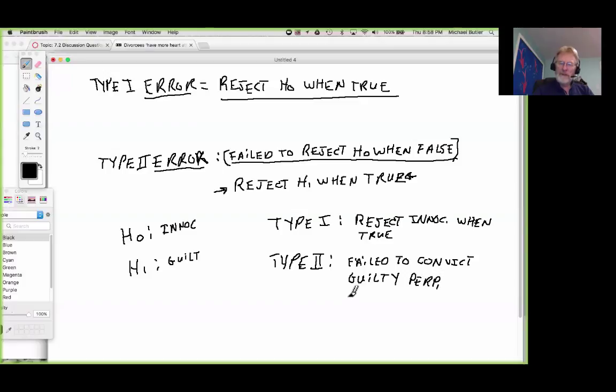So you failed to convict a guilty perp is one way of thinking about it, right? So their innocence was false. In fact, they were guilty, but we failed to reject that. So we let a guilty person go, we let a guilty person off the hook. Okay, so let's take that back and talk about it with respect to the divorcees now and see if we can do it from there, okay?